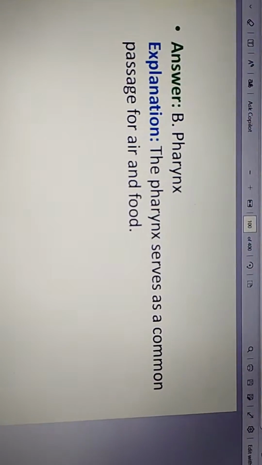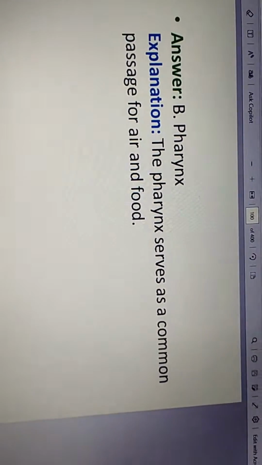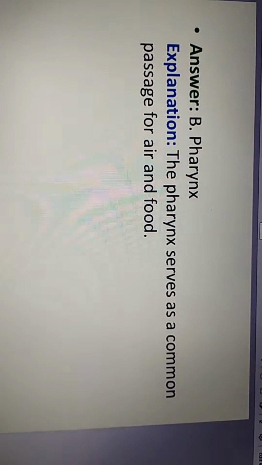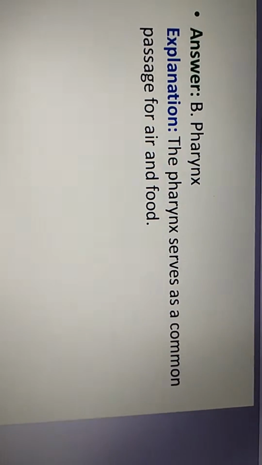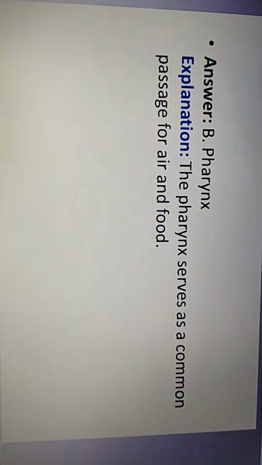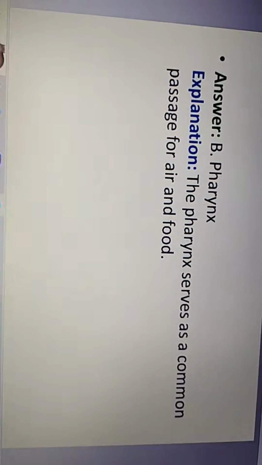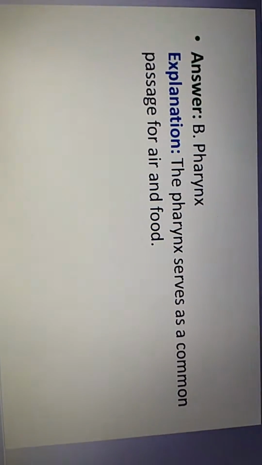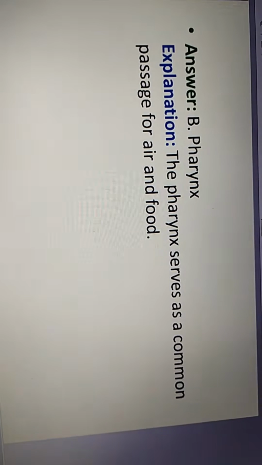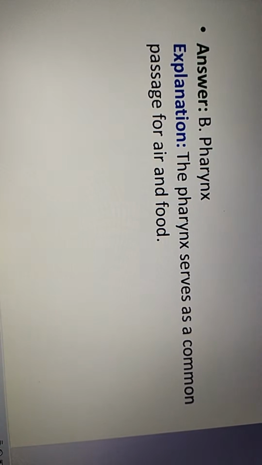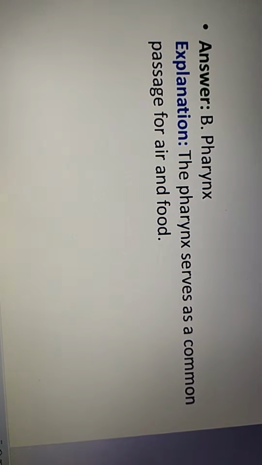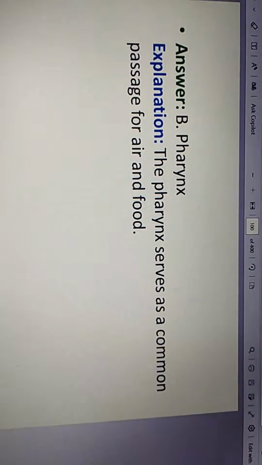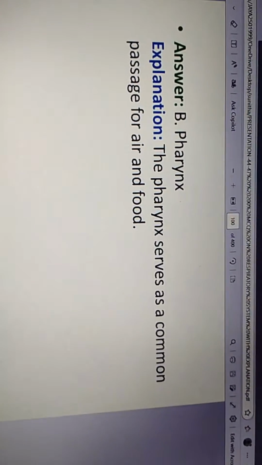B pharynx. The pharynx serves as a common passage for air and food. The next question.